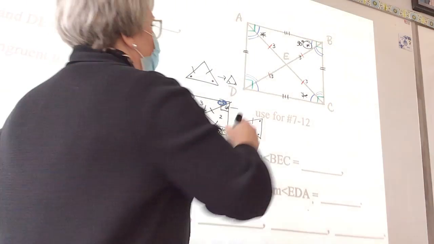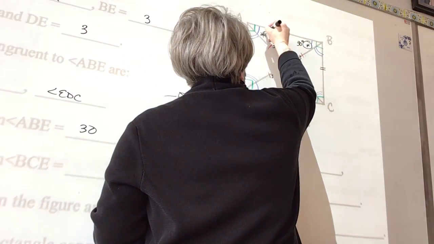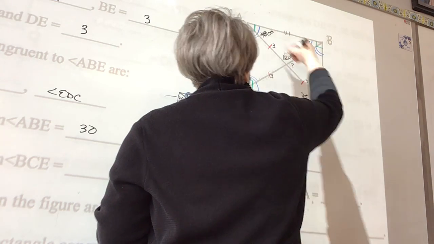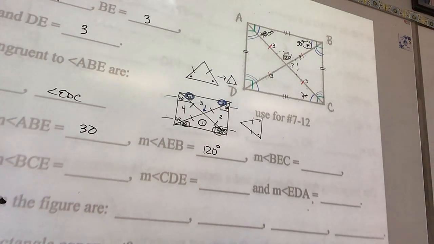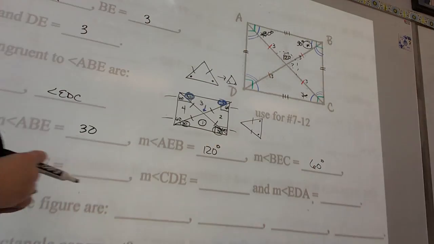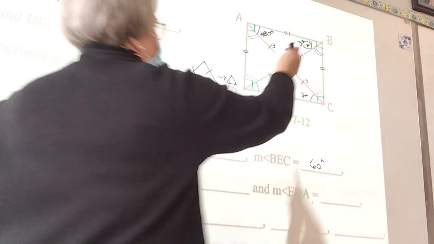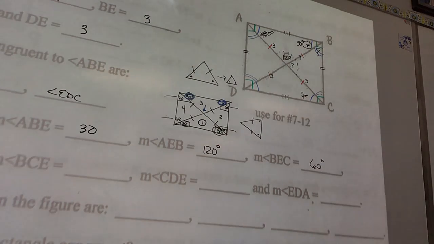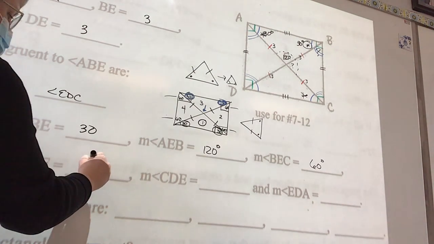Okay, BEC is right there. If this is 30, this is 30. This is 120 for 180 degrees in a triangle. These two make a linear pair, so what's that one? 60. Woohoo! 60. EBC is up here. What is that angle up there? Yep, BCE. 30.